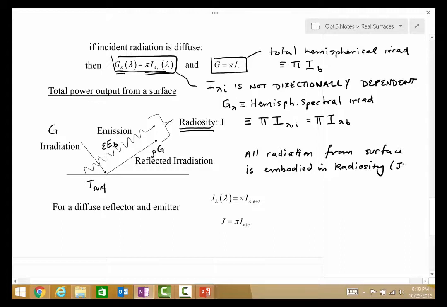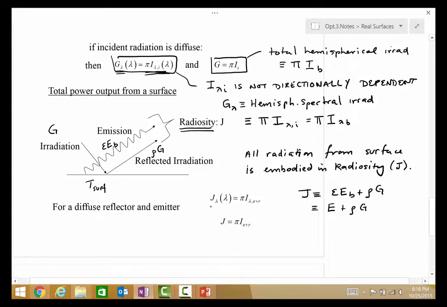And we are using the notation J to describe the radiosity. So said differently, J is equal to epsilon EB plus rho G. It's the stuff that's emitted from the surface. It's the emissive power of the surface plus what's reflected off from the surface.